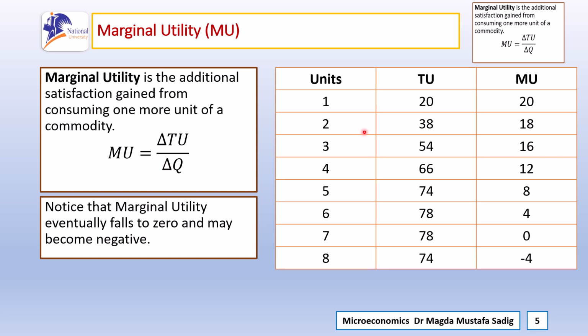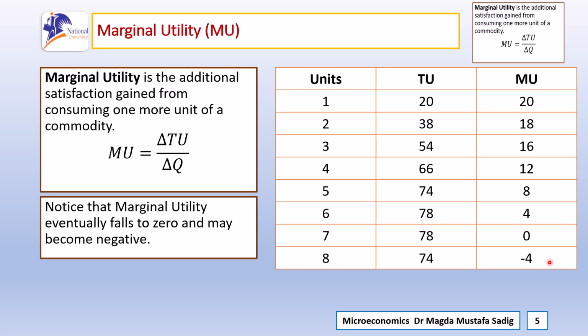Look at the table, where we have units in the first column, total utility in the second column, and marginal utility in the third column. The first unit gives total utility of 20 utils. The second unit provides an additional 18 utils. The third provides 16 utils. The fourth 12, the fifth 8, the sixth 4, and then no more satisfaction, and then less satisfaction.